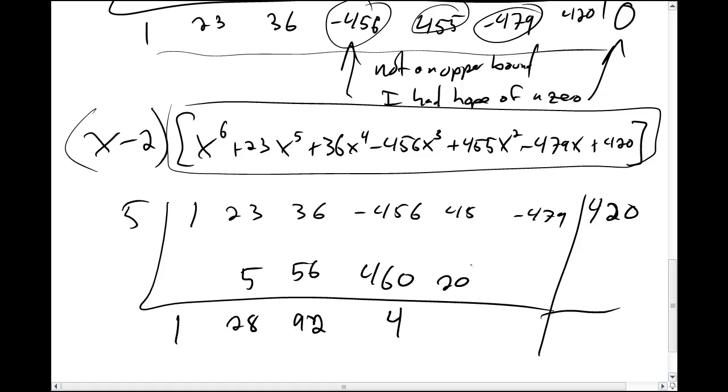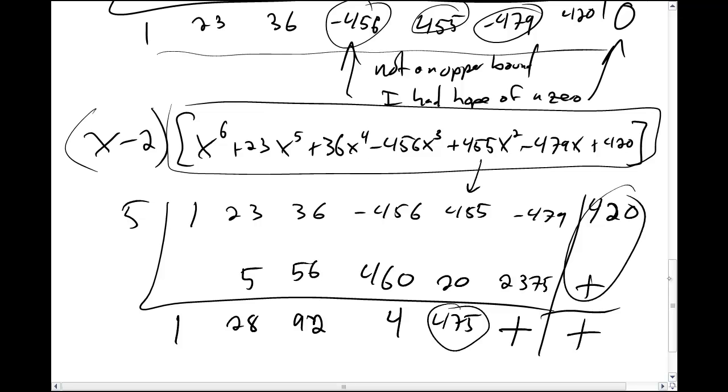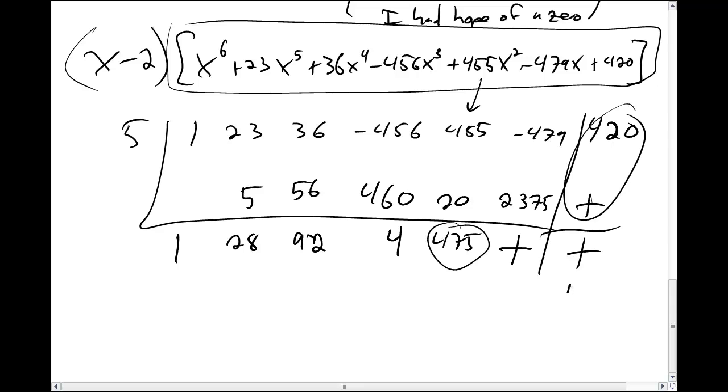5 times 4 is 20. And 20 plus 455 is going to give me 475. And right about here is when I stop. If I multiply 475 by 5, I am going to get 2,375. The point is this is going to be a positive number, and a positive times a positive is going to give me a positive, and adding 2 positives together leaves me with a positive. There's no hope of this being a root. Rather depressing to keep on writing no hope here. But the main point is it's not a 0, but it is also an upper bound.